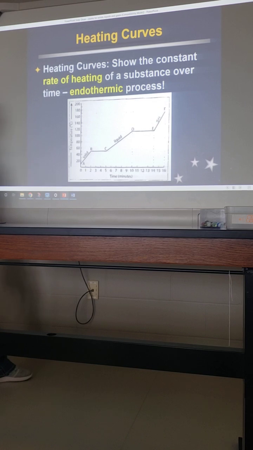All right, so heating curves are going to show the constant rate of heating over time, and this is an endothermic process because it's taking heat into the system, which obviously, again, not something to memorize. It just kind of makes sense, because if you are heating something up, it's taking heat in.